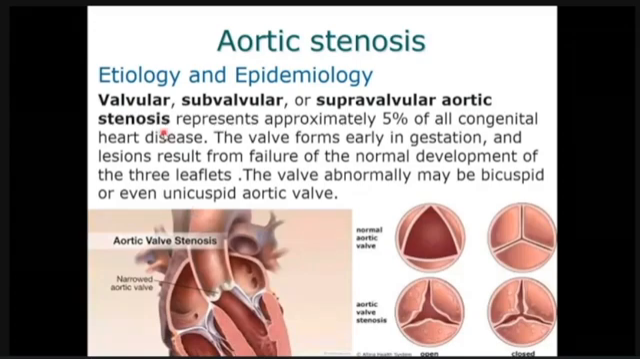Aortic stenosis. This is another type of obstructive lesion, which is acyanotic. In fact, aortic stenosis and pulmonary stenosis, both of them could be valvular, I mean at the level of the valve, subvalvular, below the valve, or supravalvular, above the valve. Aortic stenosis forms about 5% of all congenital heart disease. It develops also early in gestation and develops because of the failure of the normal development of the 3 leaflets.